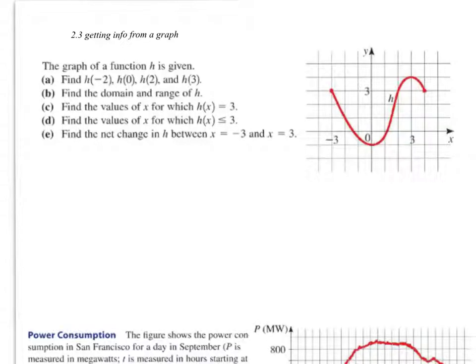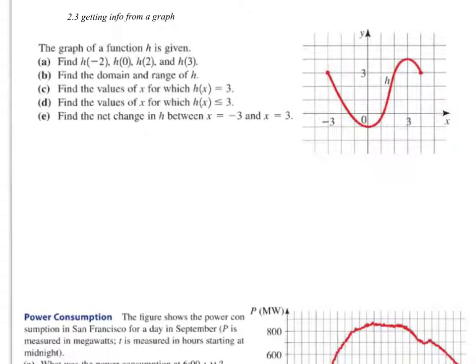Next slide, we looked at some more function values from a graph. So h of -2 means locate -2 and read the function value. The function value is 1. H of -2 is 1. H of 0 is -1. H of 2 is 3, and h of 3 is 4.